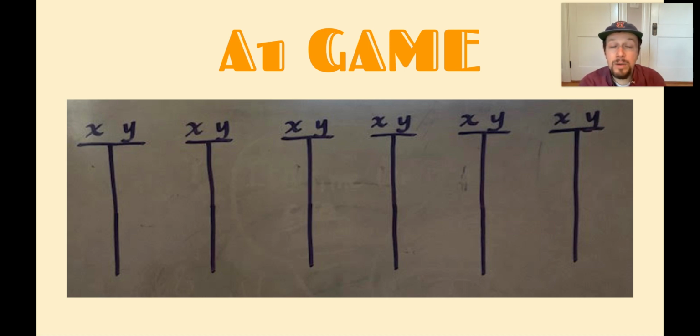So what I'd like you to do now, could you pause the video for a moment? And could you set up 6 different t-charts? And then when you're done, could you hit play again? So hopefully at this point you've set up the 6 different t-charts.